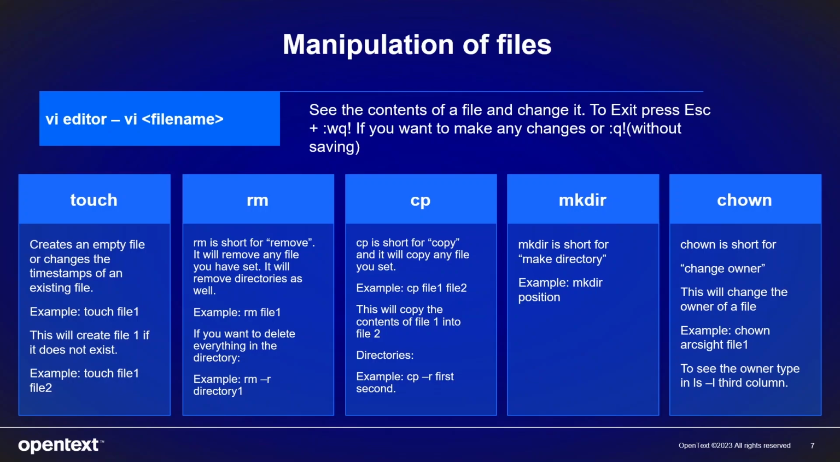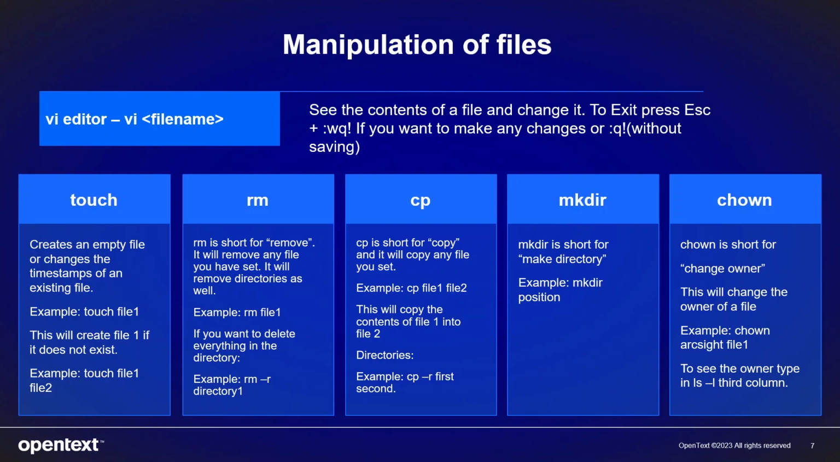Example, touch file1 and touch file2. You can queue up multiple files to be created that way, you just have to separate them with spaces. So keep in mind, you can create multiple files that way.